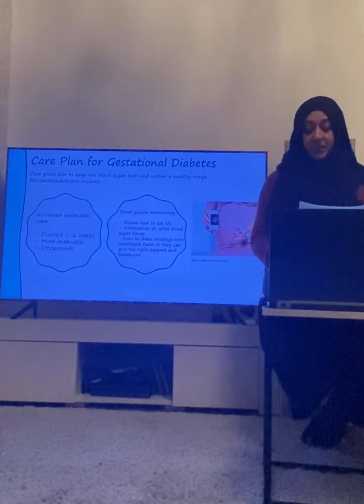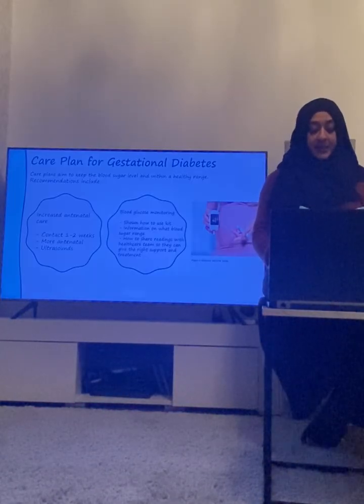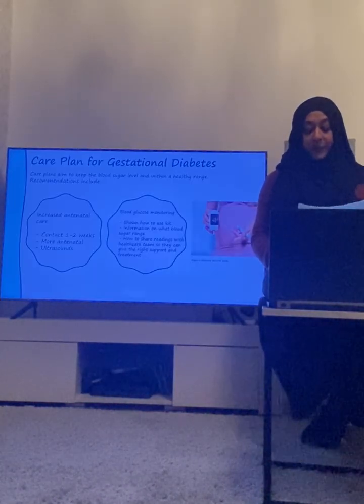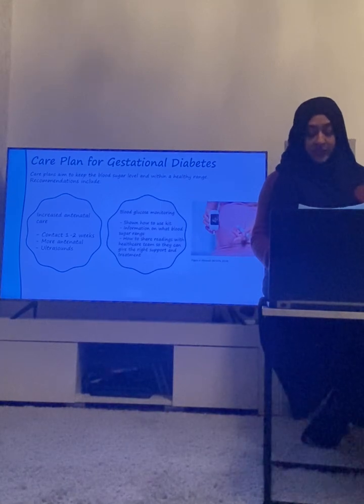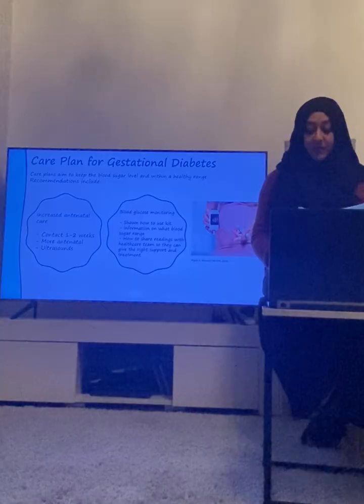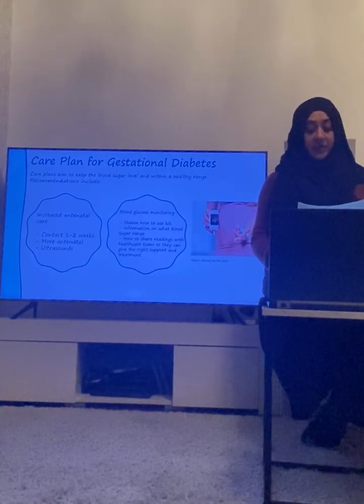Appropriate care plan for someone with gestational diabetes. Care plans aim to keep the blood sugar level within a healthy range and to avoid further complications. When a person is diagnosed with gestational diabetes, a midwife will support them firstly by giving them accurate information on what it is and how to manage it.